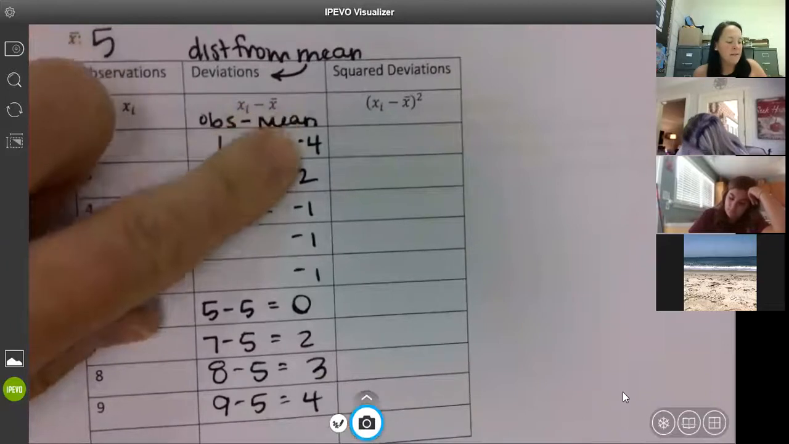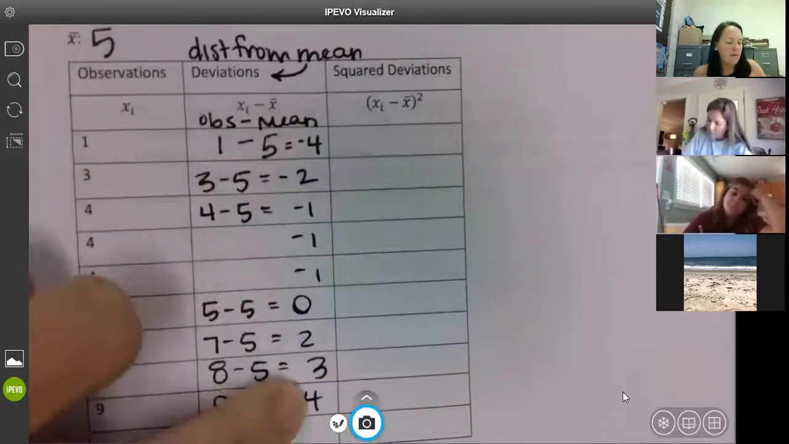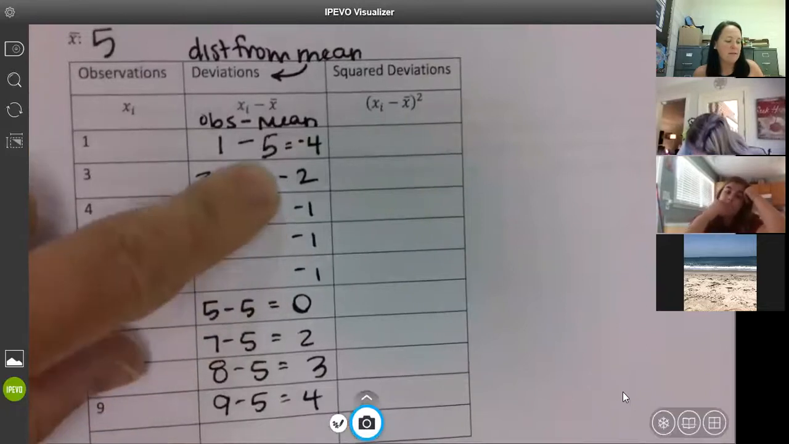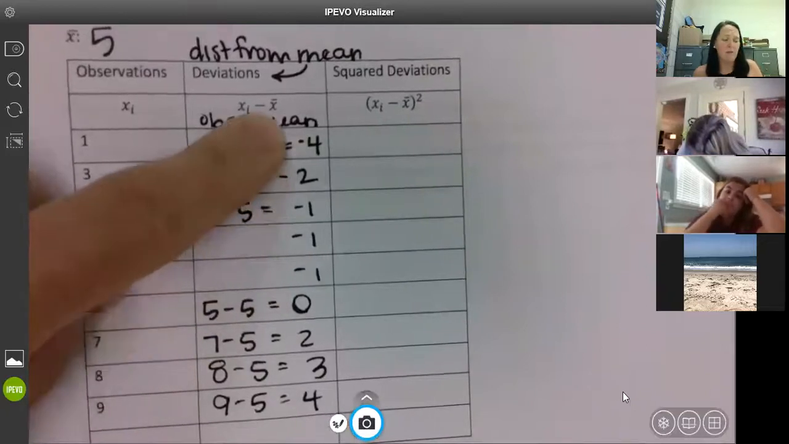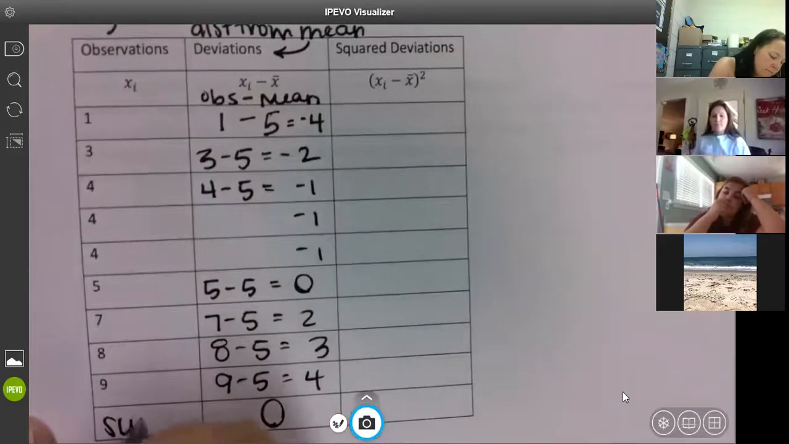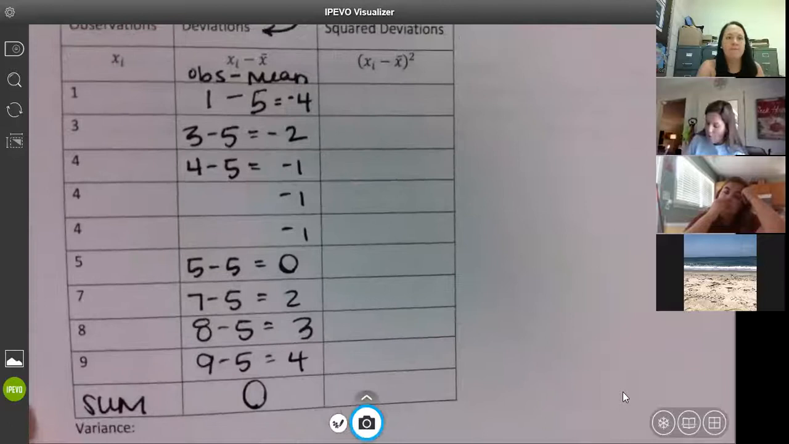If you add this column up, you have 2, 3, 4, that's 9, minus 3 is 6, minus 2 is 4, minus 4 is 0. It will always add to 0.